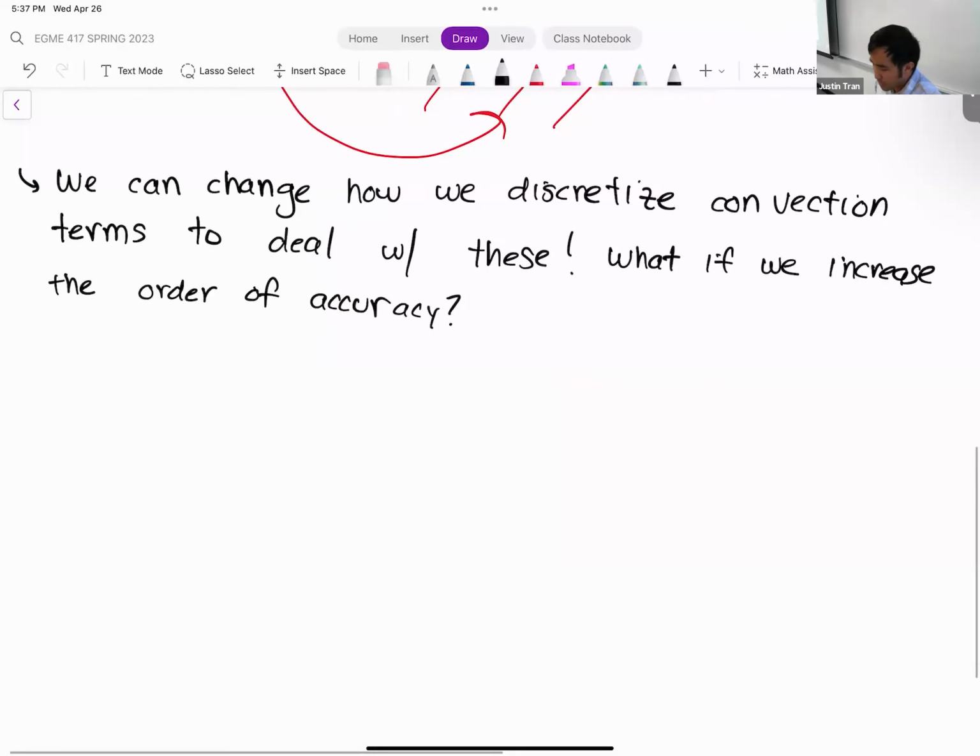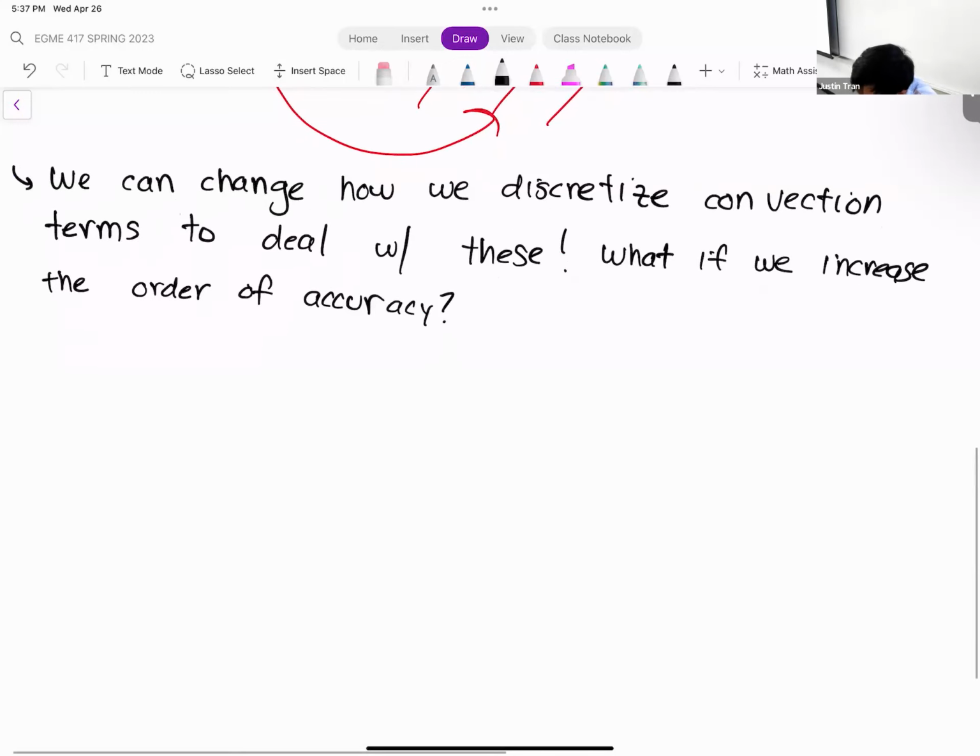All right, so I'll show you what this looks like with finite differences first. So we'll finish up all the finite difference stuff today, and then we'll probably start the finite volume stuff, and we'll probably finish it up on Monday. Okay, so starting with finite differences, let's look at a typical convection term.